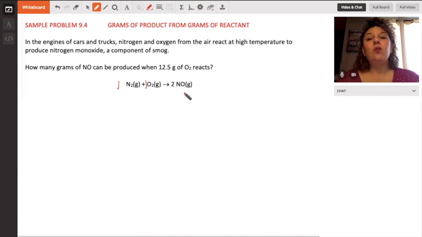Okay, so I'm going to show you how to do this in 2 ways. The recipe way that Tyler DeWitt recommends, and then also the conventional dimensional analysis way that most textbooks recommend, and your teacher probably wants you to do. Let's start with this. How many grams of NO can be produced when 12.5 grams of O2 reacts?